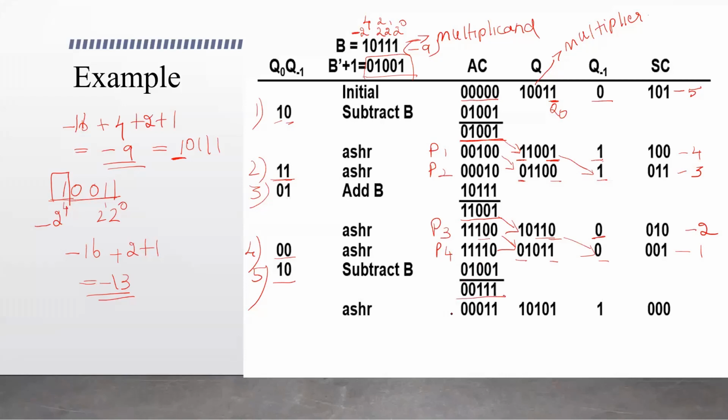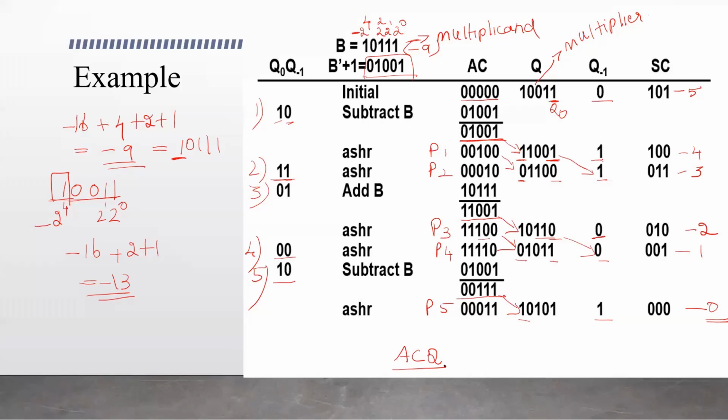The next operation is shift right. So the sign bit is 0 and the other bits are shifted. 1 comes here and the other one goes to Q minus 1. So our final result is here, decrementing SC to 0. When SC is 0, we stop. We will not repeat. This is our partial product 5, meaning the result. So the result is now in AC and Q. So ACQ is the result.